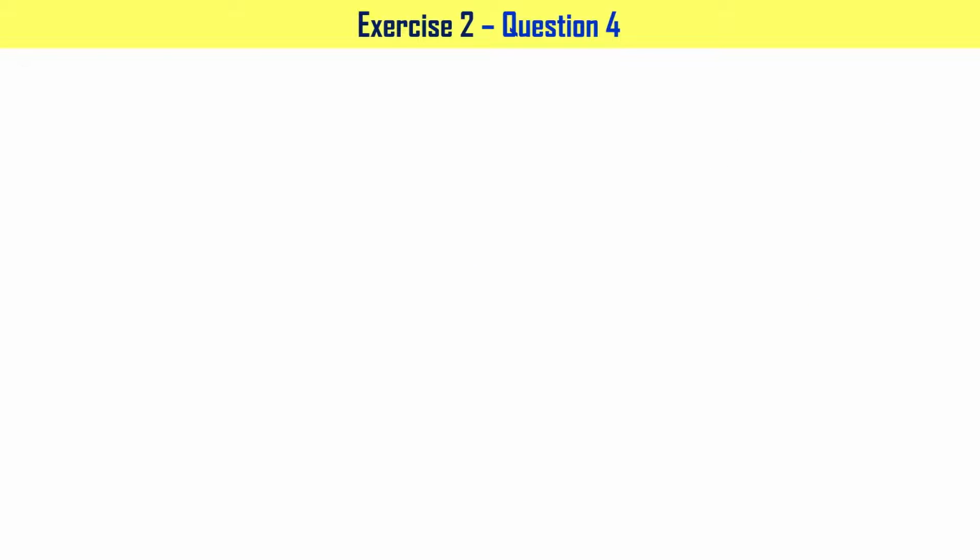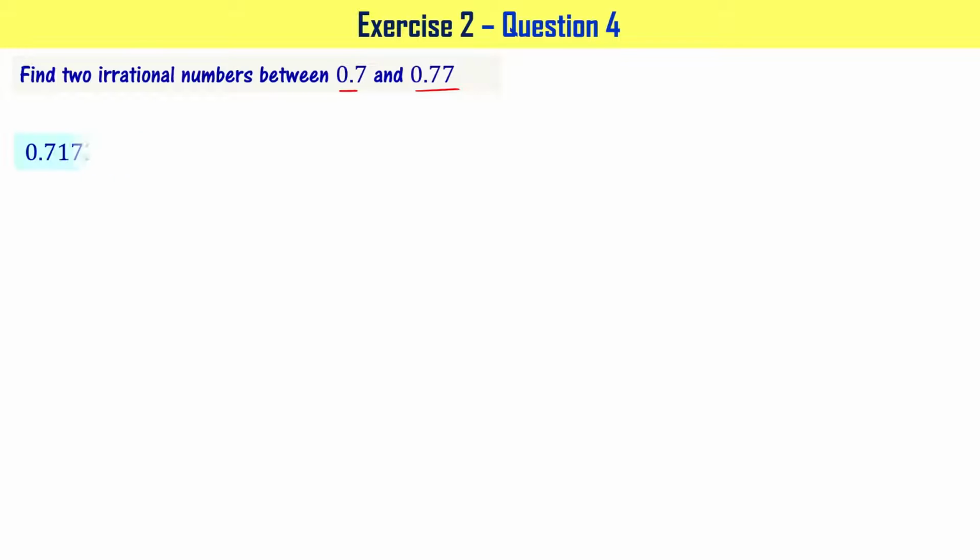Question number 4. Find two irrational numbers between 0.7 and 0.77. We have seen this kind of decimal expansion earlier, and we have learned how to write an irrational number between given decimal numbers, right? So 0.7 is given and 0.77 is given. We want to write two irrational numbers between these two. First number I can say 0.71, 72, 73, 74, 75 and so on, right?